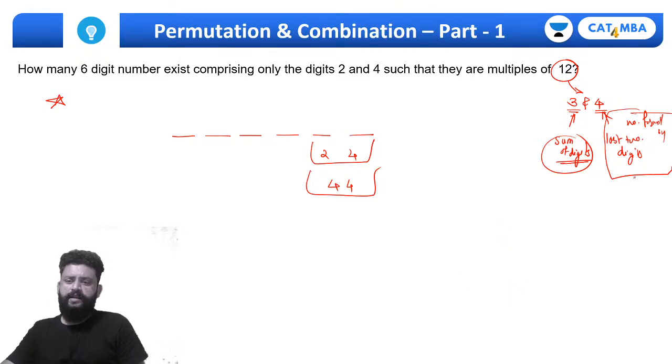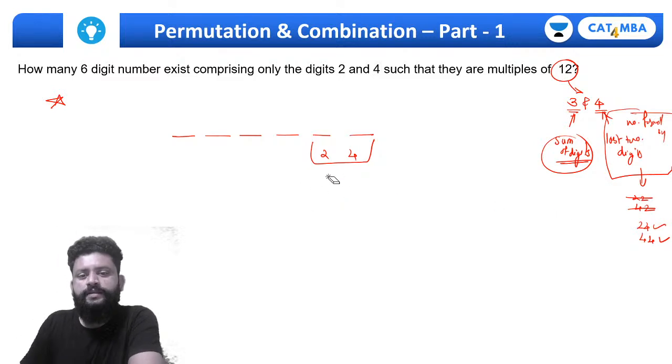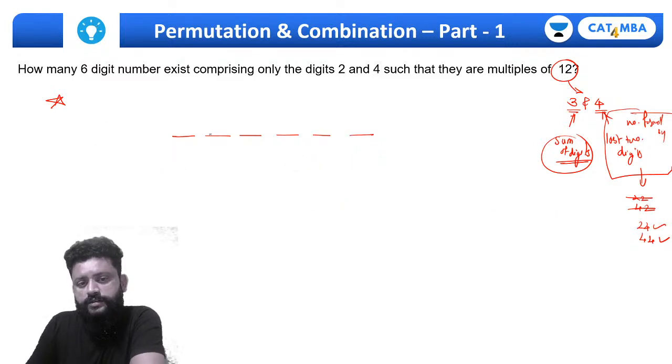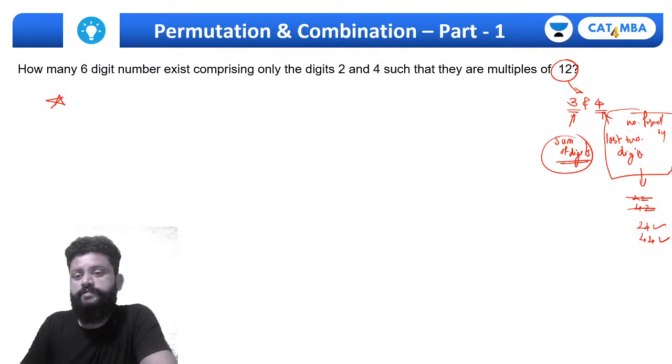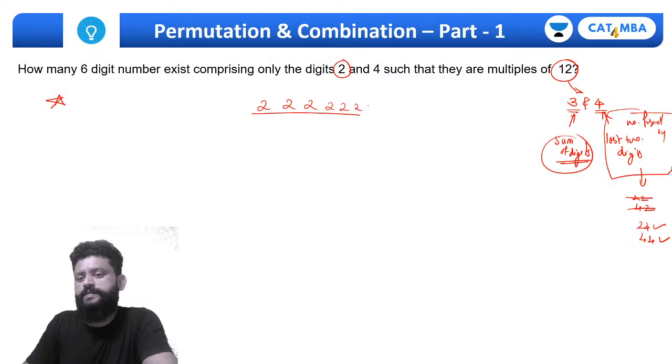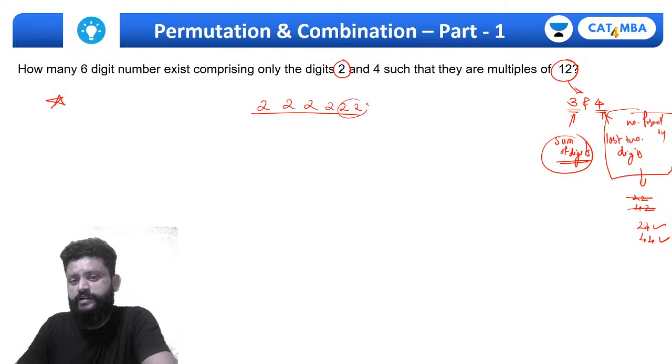So first thing, for the last 2 digits we found that it cannot be 22, it cannot be 42, it has to be 24 or 44. We have these two choices for the last 2 digits. Now let's talk about the divisibility rule for 3. The sum of the digits should be divisible by 3. Can we take all twos? It's possible, it's divisible by 3, but the problem is it will end with 22. So we cannot have all twos, right?